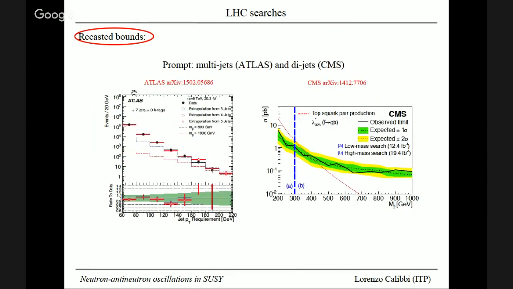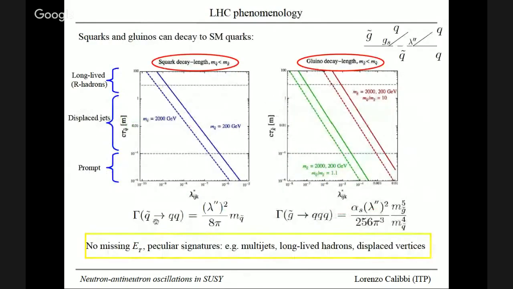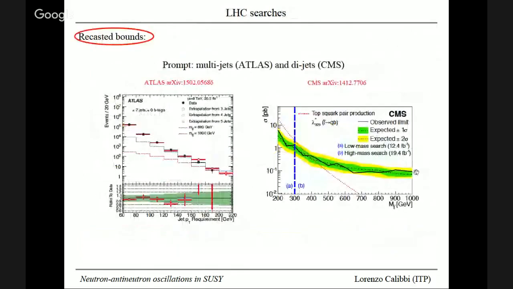And then in case our objects decay fast enough to give rise to prompt jets, we had to employ multi-jet searches from Atlas. And we also used the constraints by CMS on dijet production, namely to constrain the squark pair production. In this case, this can give a bound on the squark mass of the order of 300 GeV or so.